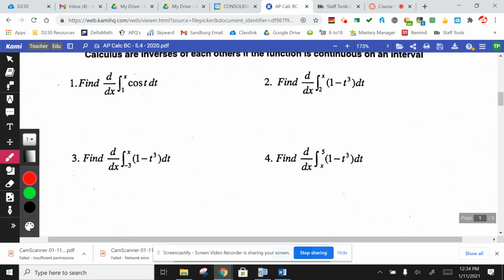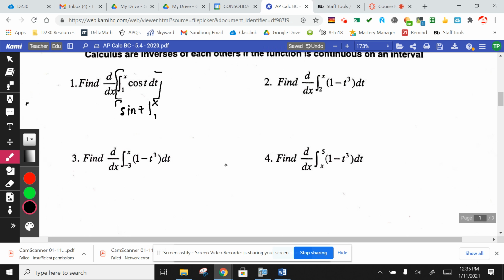So in number 1, the way I'm going to have you approach this question is really a two-step order of operations idea. We want to take the derivative of this integral. So think of this as its own little problem, something that we were doing before break. We're going to do that first. So if I did the antiderivative of cosine, I would get the sine of t. And then we have to evaluate it from 1 to x.